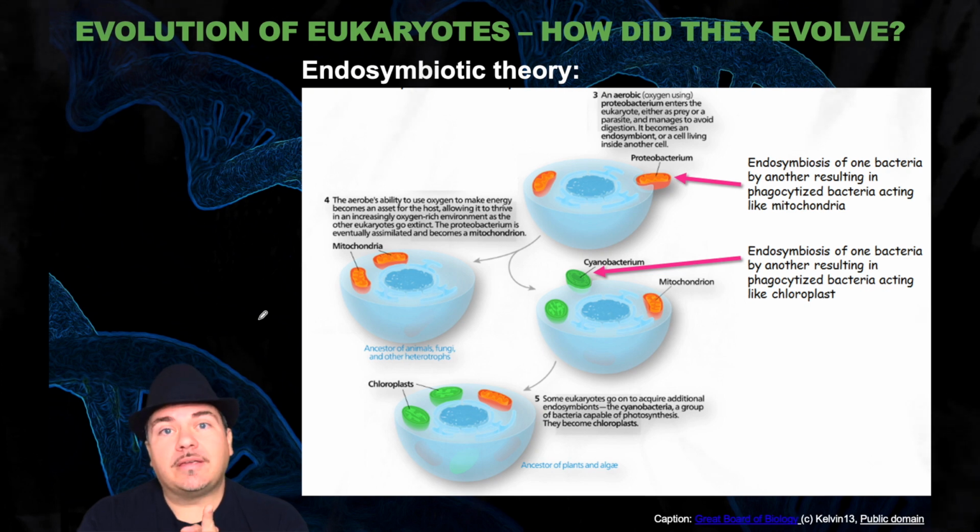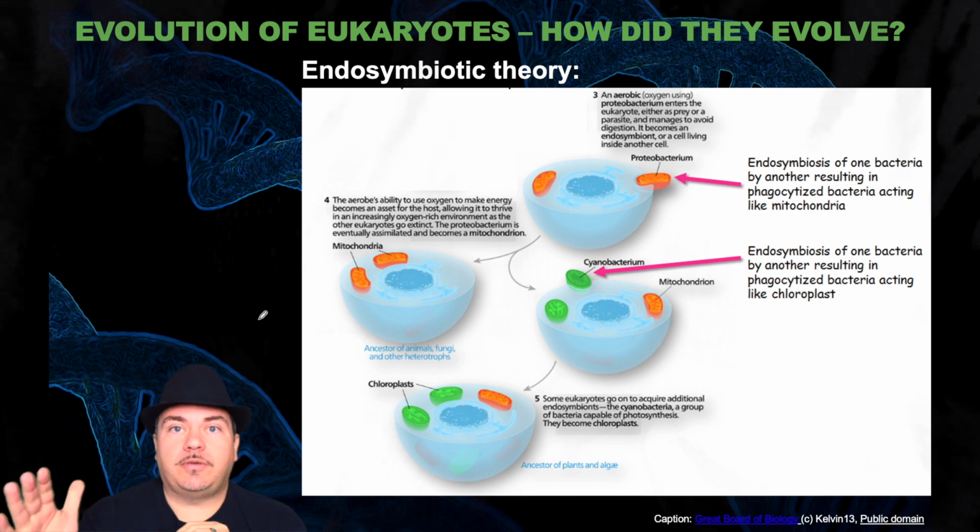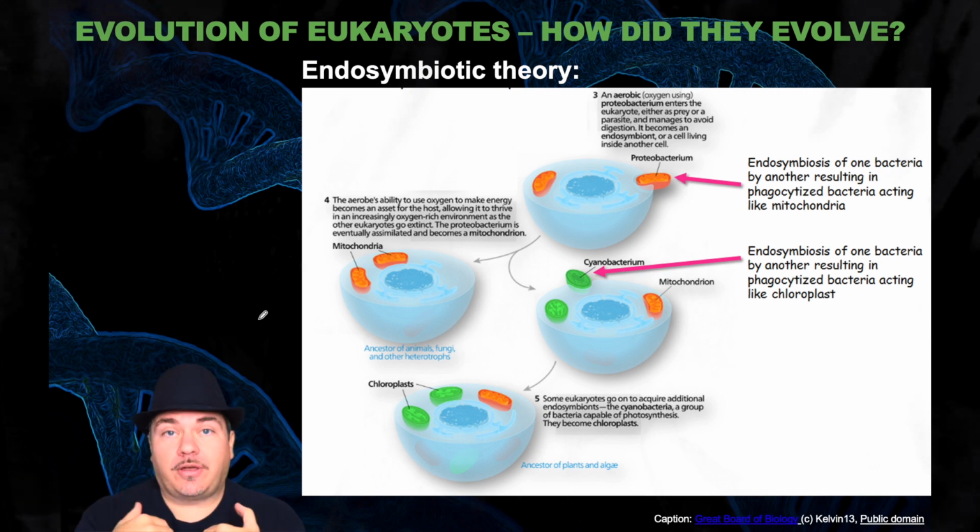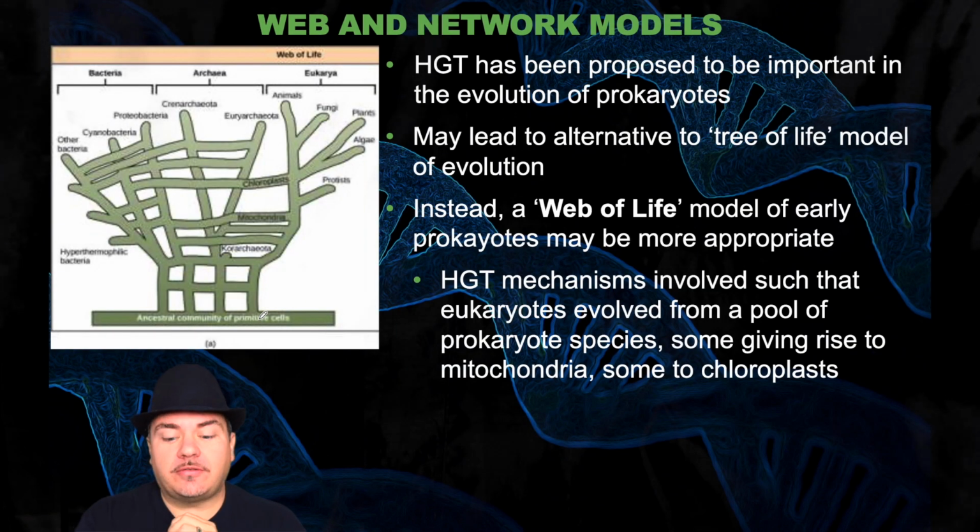What that also means is some prokaryotic genes have now been transferred to a eukaryotic cell. So that's another example of horizontal gene transfer. Genes being transferred from one species to another, because we now have prokaryotic genes inside our eukaryotic cells. So horizontal gene transfer has been proposed to be important in the evolution of prokaryotes. And it may lead to an alternative to the tree of life model of evolution. Instead, this would be called the web of life model of early prokaryotes, and it may be more appropriate.